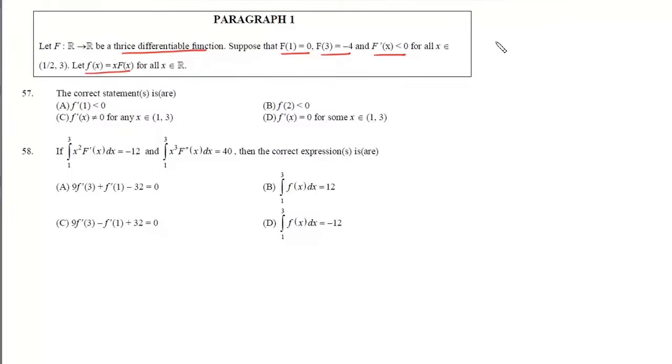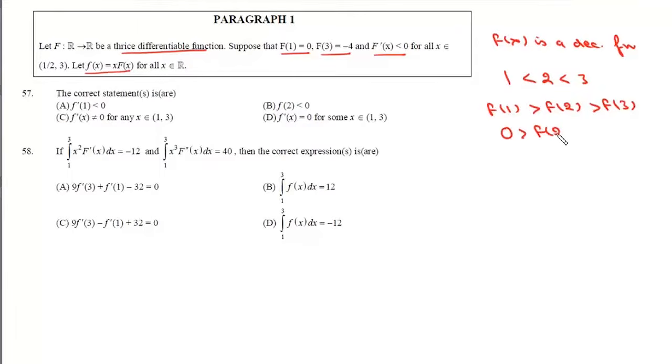Now since F'(x) is less than 0, it simply means that F(x) is a decreasing function. If F(x) is decreasing, we know that 1 is less than 2 is less than 3, then F(1) will be greater than F(2), which will be greater than F(3). Now F(1) is 0 and F(3) is -4. So from here we can say the value of F(2) is less than 0. Now we look at small f(2). Small f(2) is 2 into F(2) and will also be less than 0. So that means option B is correct.